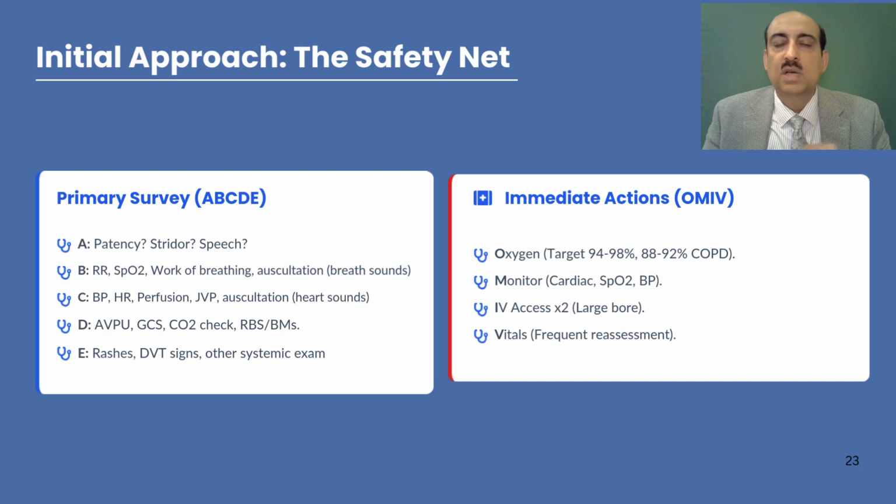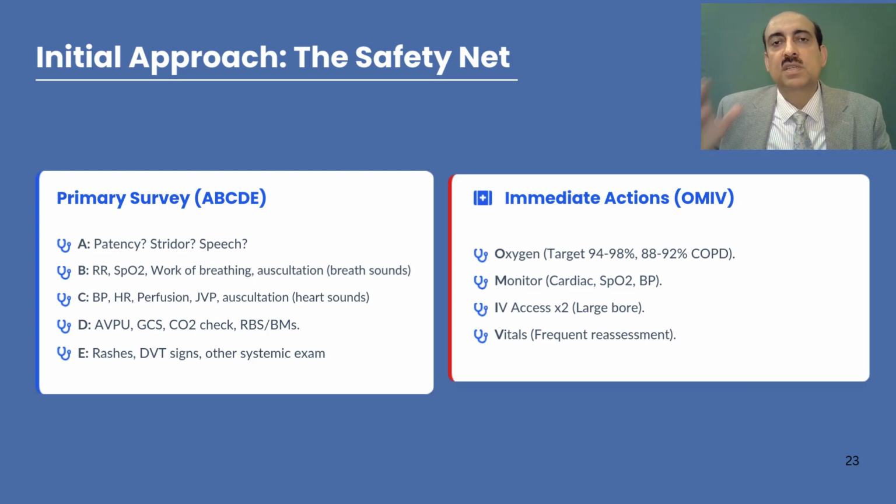D, disability, which is for the neurological status. AVPU scoring: alert, responding to voice, pain, unresponsive, in some countries, whether it's applicable, or 15-point GCS, whichever your local protocol suggests, just go for that. CO2 testing, and also checking for the blood sugars. E for rashes, also signs of DVT, because it could be relevant as a source for pulmonary embolism, and other systemic exam as relevant. So E is everything else, or exposure.